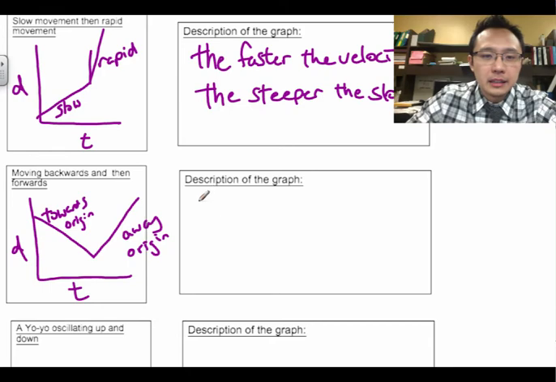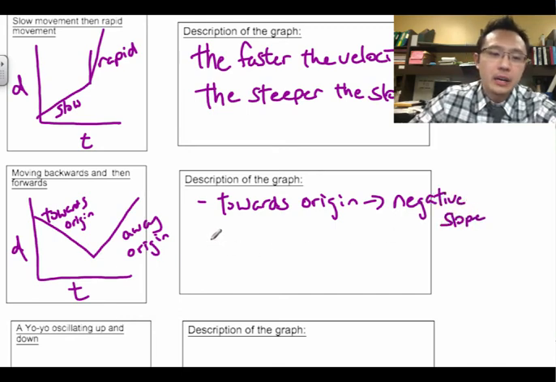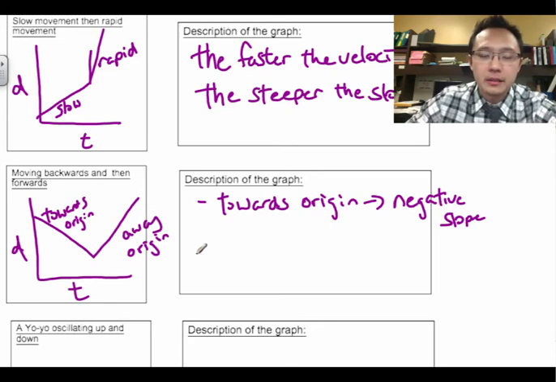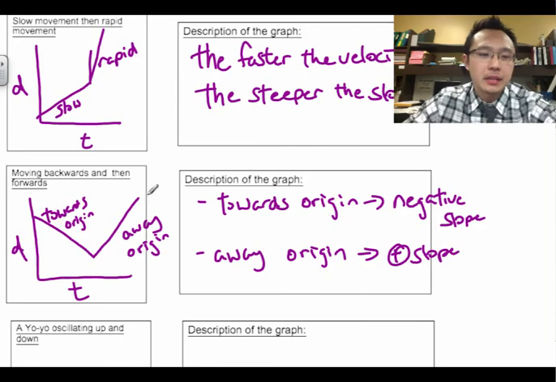So let's see. The description for this is towards origin and negative slope, and then away from origin is your positive slope. So away from origin, positive slope. Okay, so that's moving backwards and then forwards.